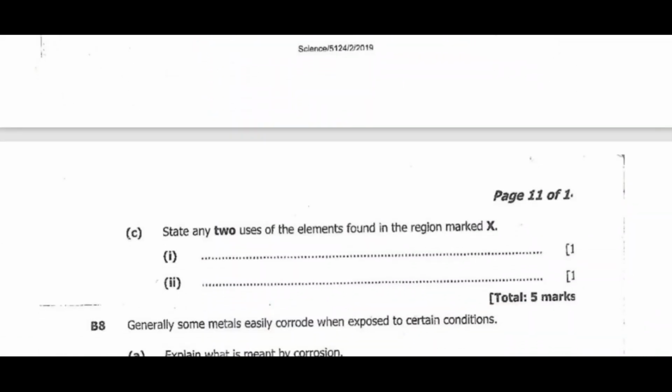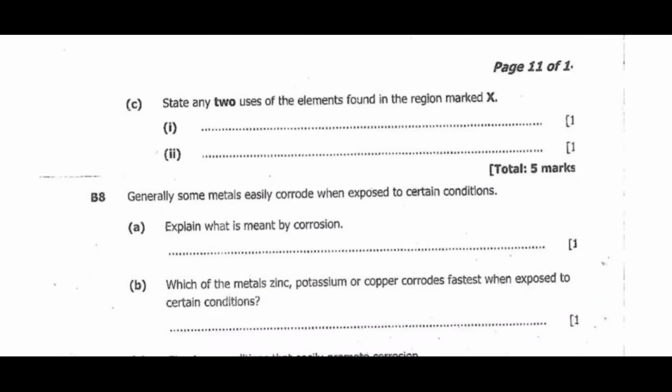Then for question C, state any two uses of the elements found in the region marked X. So we can say, like, we know that iron is a transition element, and iron is used in the Haber process as a catalyst. So we can say they are used as a catalyst. Okay, so that is it.